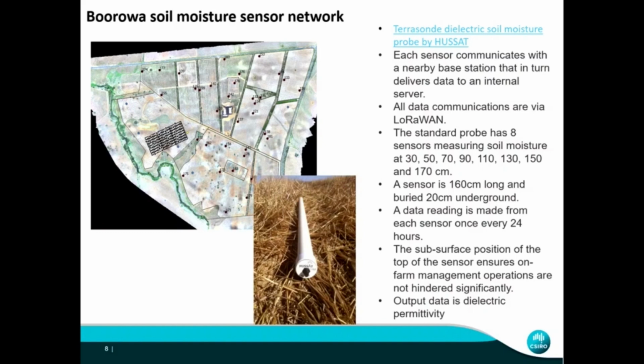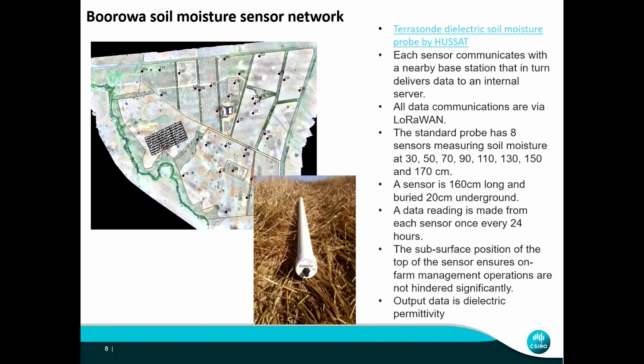Each of these probes has an individual sensor down the length of it. In our case, at these different depths, that's where the sensors are, and the probes are actually buried 30 centimetres under the soil surface. That's just to avoid management, driving over the soils. You can still do normal cropping activities without disturbing the probe itself.